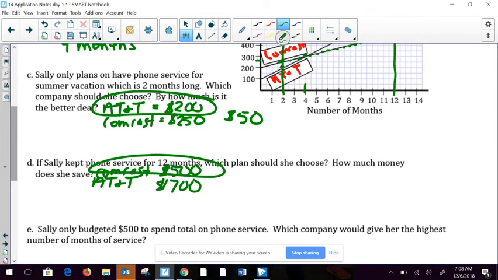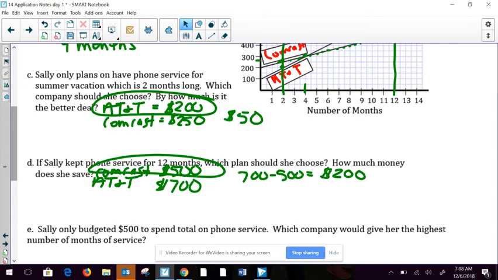And how much money would she save by going with Comcast? She would save 700 minus 500. So how much money is that? A whopping $200 is what she would save by really thinking about the long-term plan. So my final question is, Sally only budgeted $500 to spend on a phone service company. So which one would give her the highest number of months of service?